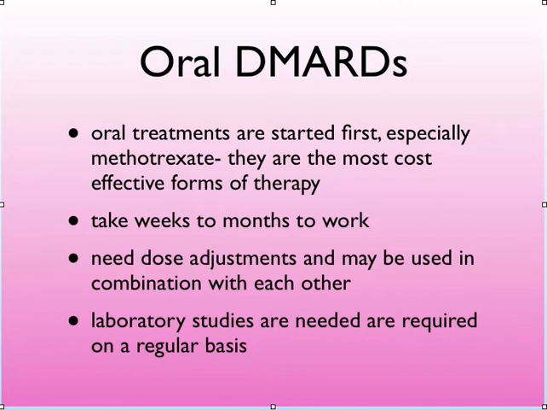As a group, these oral medicines should always be started first in the therapy for RA, especially methotrexate. These are the most cost-effective forms of treatment we have, and some of them have been around for many years. As a group, these take weeks to months to work. They often need dose adjustments over time and may be used in combination with each other for enhanced benefit. They need to be monitored, and often regular laboratory studies are needed to ensure the safe use of these forms of treatment.